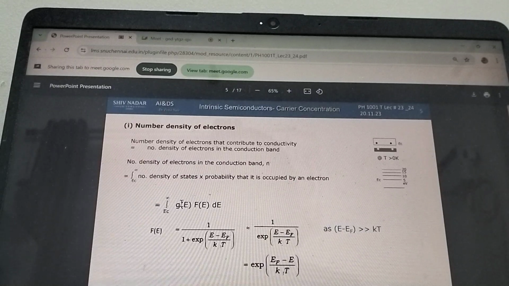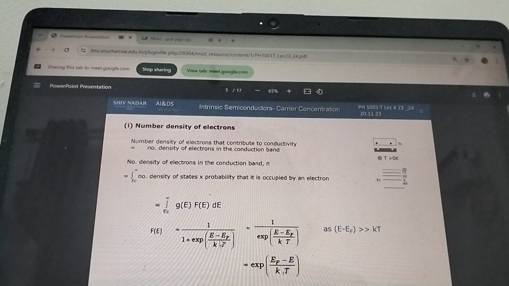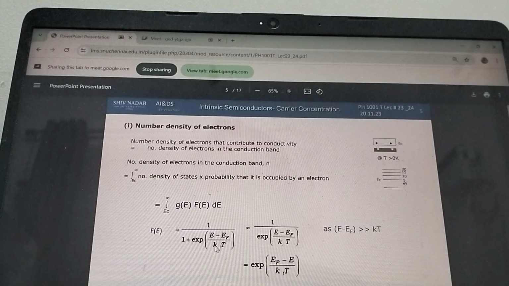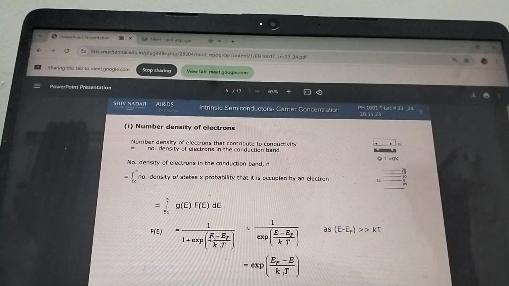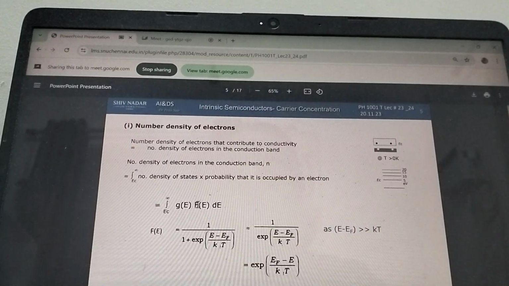Now before we start doing the integration, let us recall what the F(E) function is. It is 1 by 1 plus e raised to (E minus EF) by kT, where k is the Boltzmann constant, T is the temperature in Kelvin, E is the energy level which you are looking at, and EF is a reference level which we call the Fermi level. So what exactly is the Fermi level? We learnt more about it when we were doing quantum. So this is the expansion for the F(E) function.